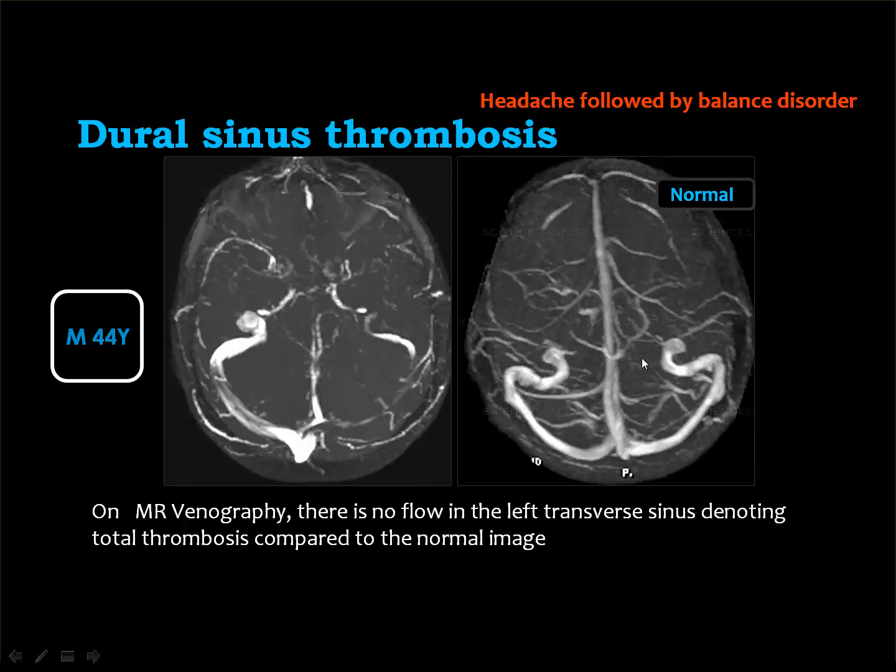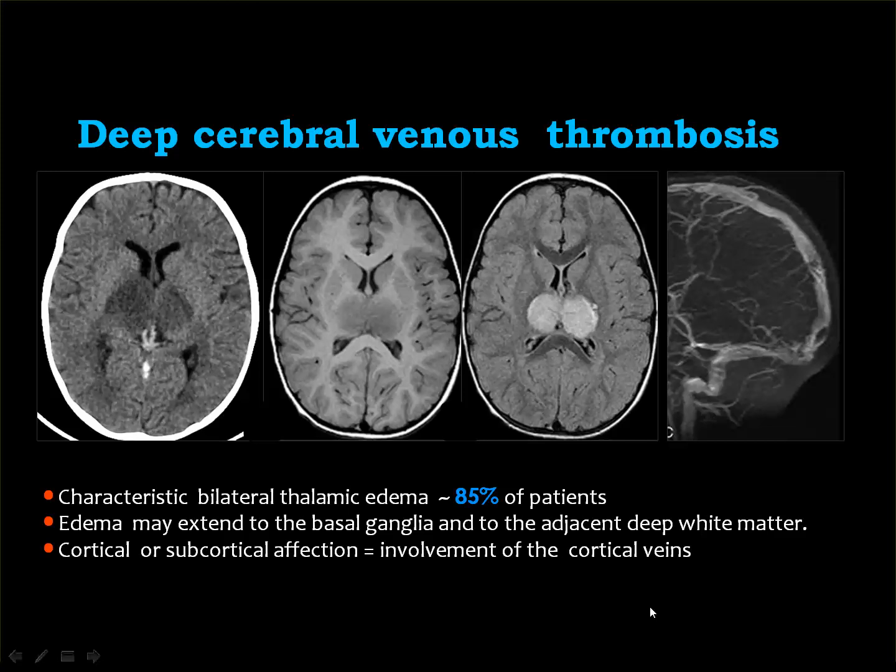But if you have the MR venogram, compare the normal appearance with the abnormal appearance. In the normal, you see the internal jugular vein, the sigmoid sinus, the transverse sinus, and the superior sagittal sinus. But here, you see the sinuses on the right side, and you do not see the sinuses on the left side. The transverse sinus is thrombosed, the confluence of the sinuses is thrombosed, the sigmoid and the internal jugular vein.